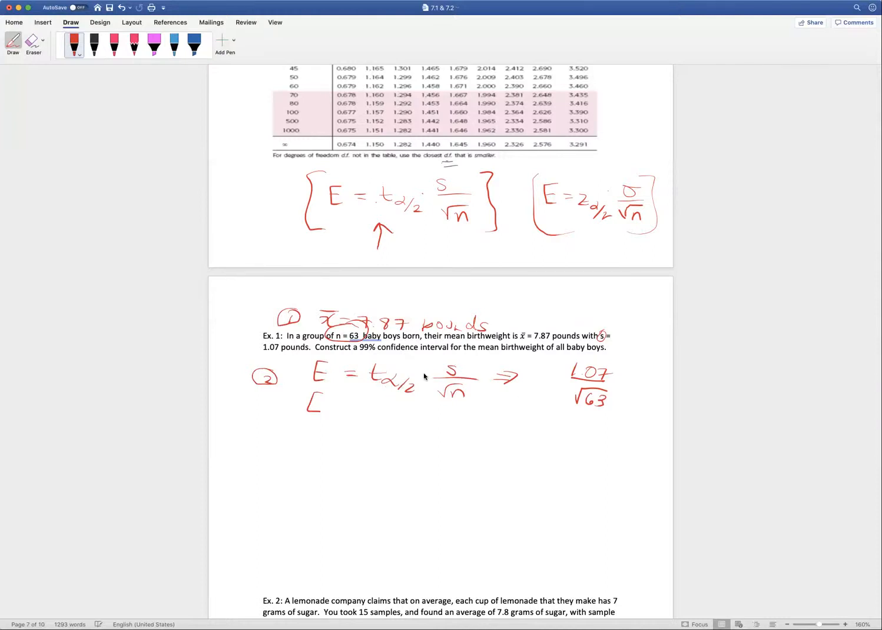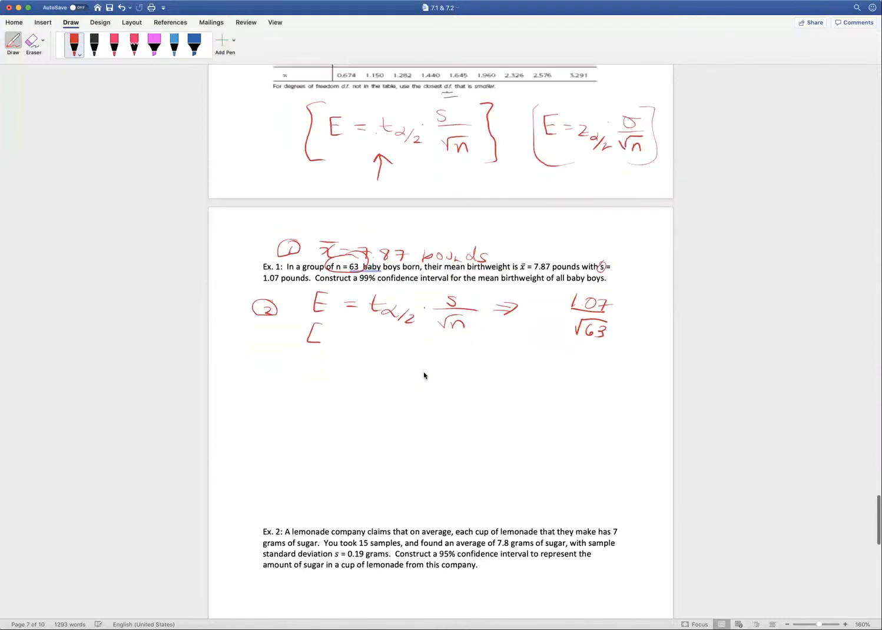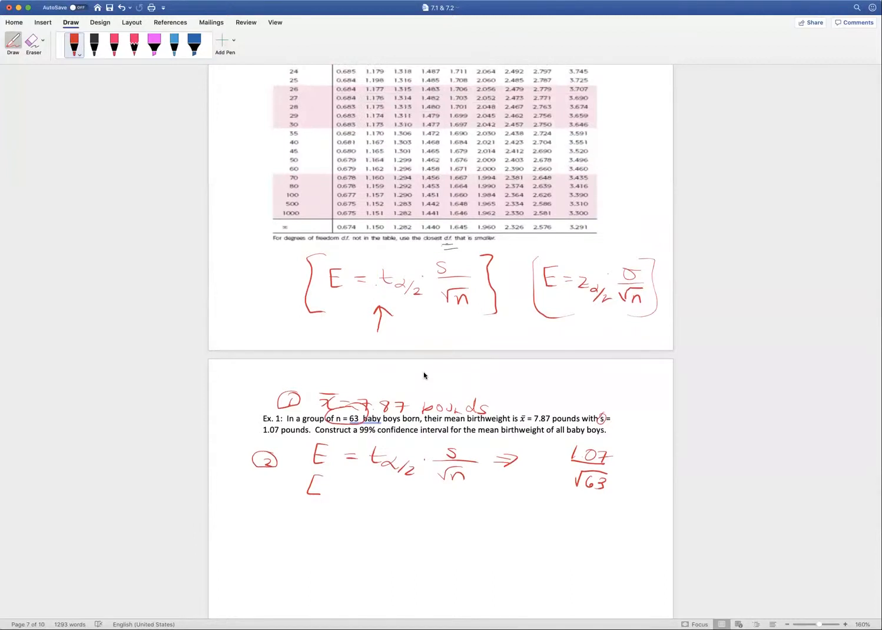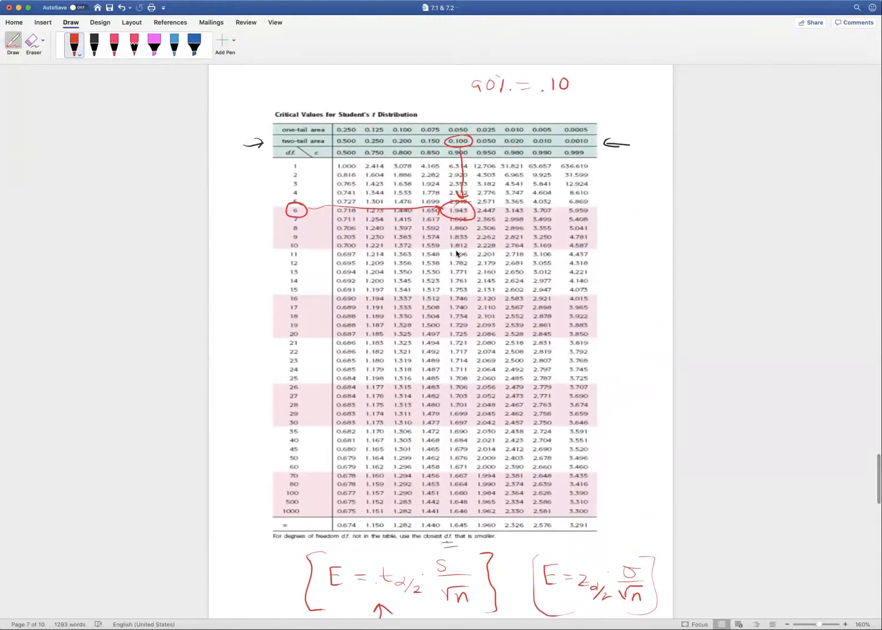And T alpha over 2. Okay, so let's figure out what that is. Our n is 63, and we want to be 99% confident. n is 63, which means that we have 62 degrees of freedom. Notice 62 is not found on here, so we're going to use the closest degrees of freedom that's smaller, which is 60. So we're over here.